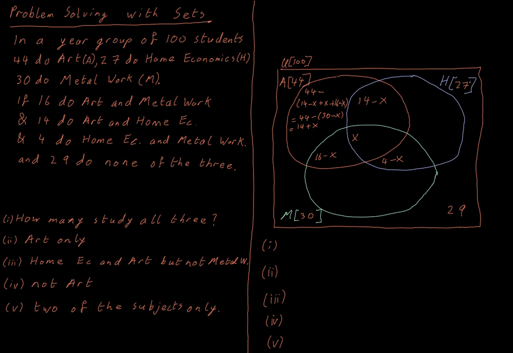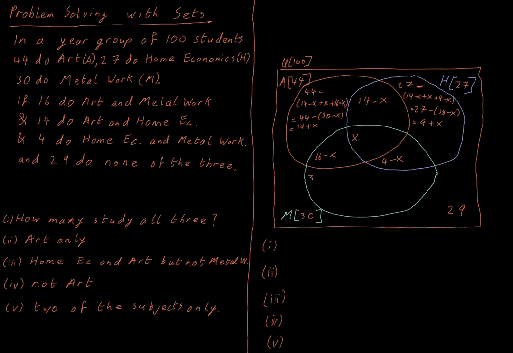So let's do the same thing here. In total, we have 27 people who study home economics, and we are going to subtract all of these groups. So we have 14 minus x plus 4 minus x. So we have 27 minus 18 minus x. So we end up with 9 plus x when we multiply our bracket by minus.